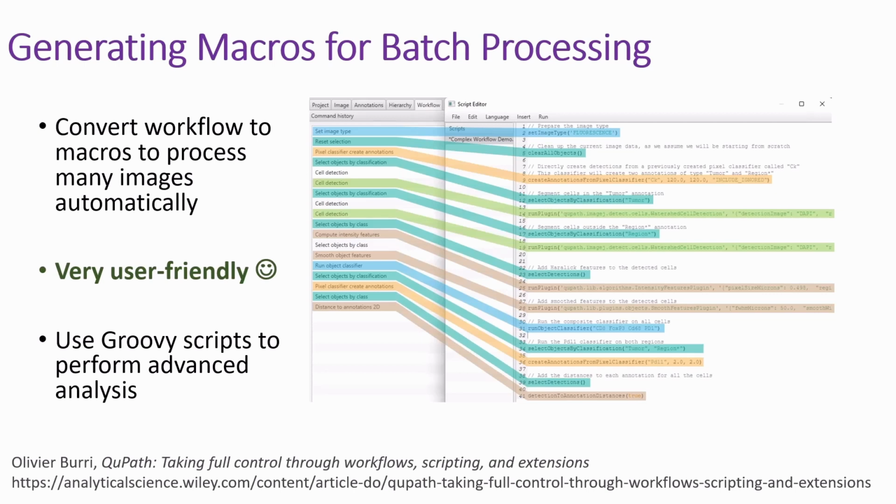If you're interested in learning more about how to go from workflows to macros, I highly recommend this paper by Olivia Burry, QuPath: Taking Full Control Through Workflows, Scripting, and Extensions. And he goes step by step through exactly how you would go about creating a macro. Once you get good at the macros, you can start getting into Groovy scripts to perform more advanced analysis that isn't available just through the buttons in QuPath.